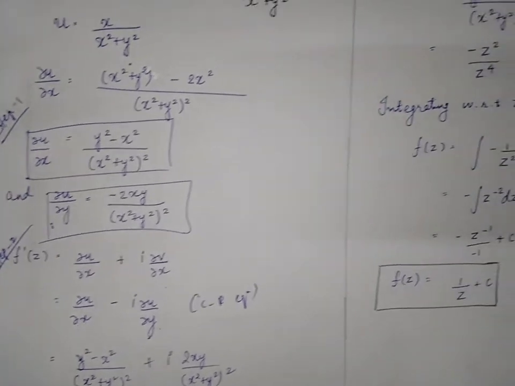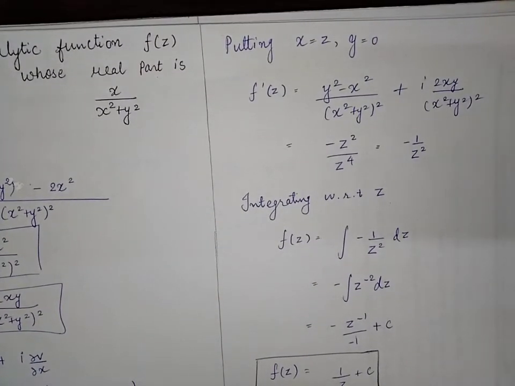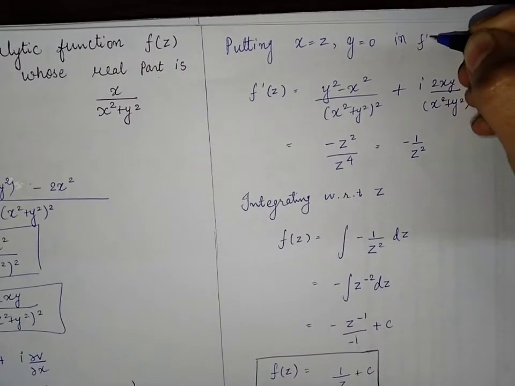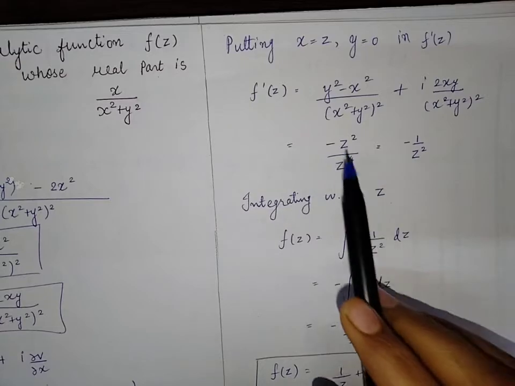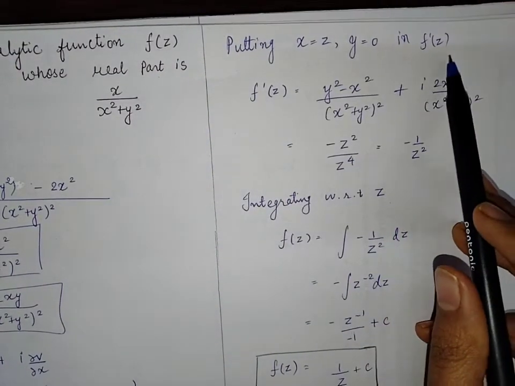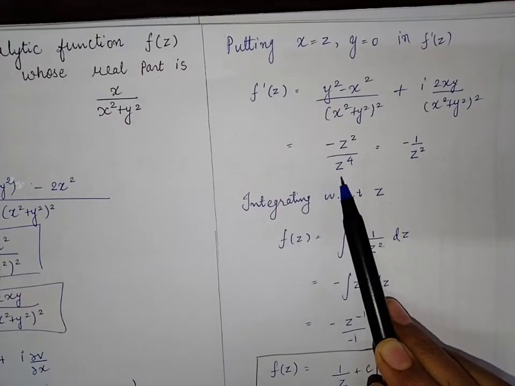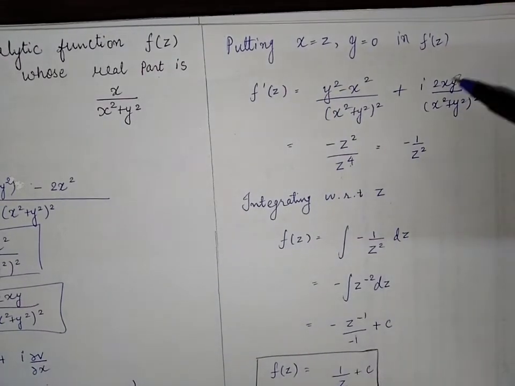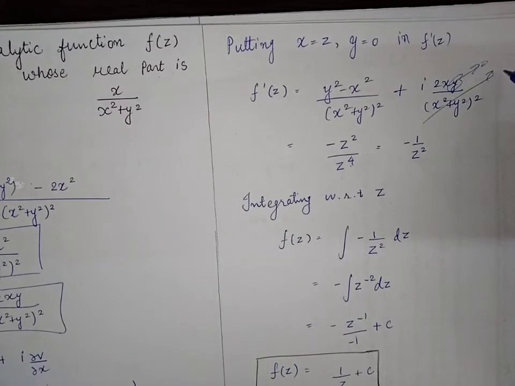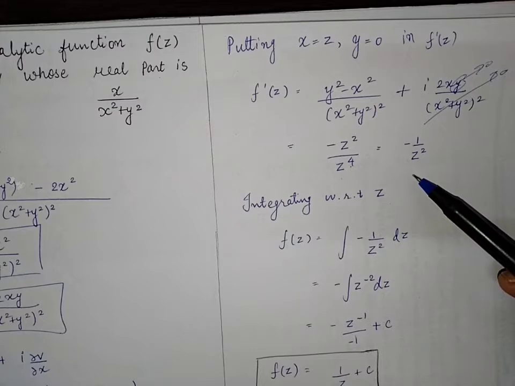Okay. Then in step 3, you have to put x equal to z and y equal to 0 in f dash of z. So if we put the values in f dash of z, what will it become? Minus z square by z raised to 4. And here we will put y equal to 0, so the whole term becomes 0. So the answer will be minus 1 by z square.